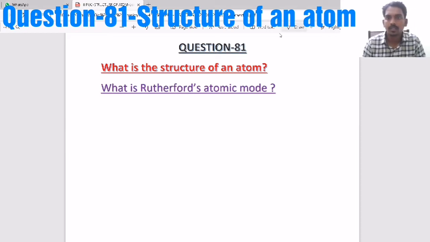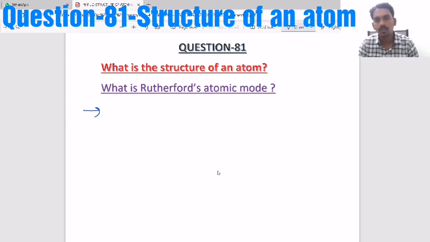Here we are going to study question number 81 regarding the structure of an atom. It's all about two atomic models: one is the Rutherford atomic model and another one is the Bohr atomic model. Rutherford atomic model, in a simple way.